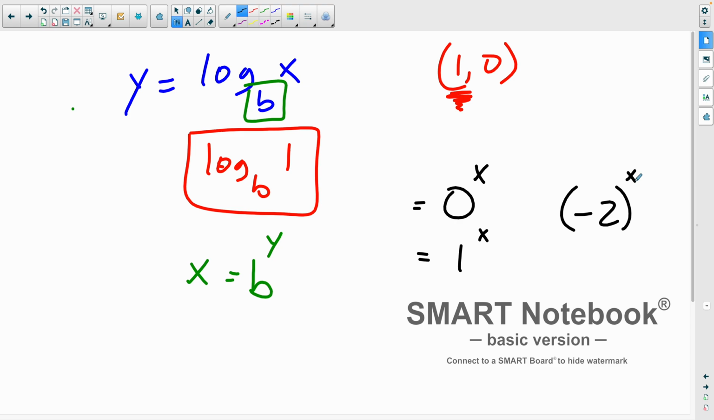What happens if this exponent right there is an odd number? 1, 3, 5. The number stays negative. What happens if this exponent is even? It turns positive. So we go positive, negative, positive, negative, and this graph just zigzags back and forth. It doesn't look like the same graph we just had there.